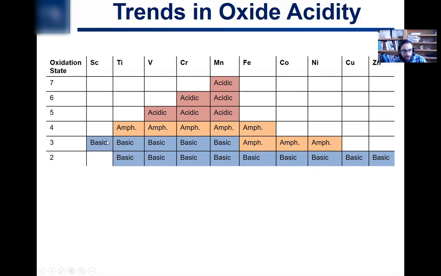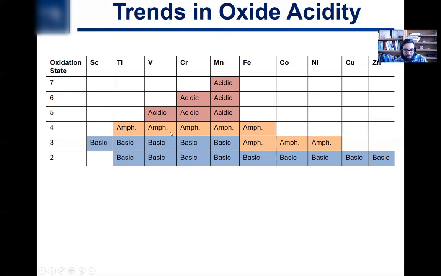I mentioned left to right on the periodic table, and on the transition metals, you get this getting more acidic. If you just look at oxidation state 2, they're all basic. Zinc oxide, we would predict, would be more acidic than TiO, but you can't really see a trend here just looking at it in this coarse-grained way.